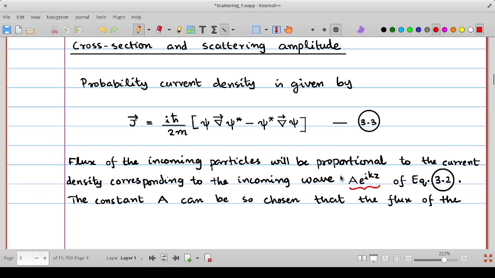And similarly, to find the number of particles that are being scattered into unit solid angle, we need to find out the current corresponding to the scattered wave, and that is obtained by using this formula with psi replaced by psi out, which corresponds to the part of the wave function representing the scattered wave. And as we have seen already, this is given by A e to the power ikr by r times f(theta, phi).